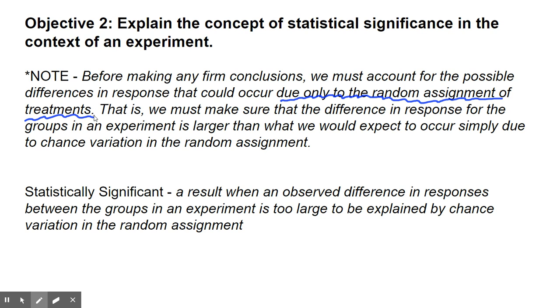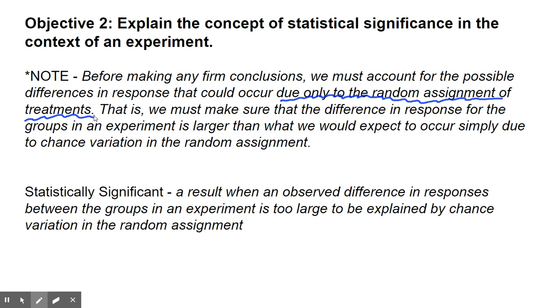So say I have boys and girls, right? I give each boy a number, each girl a number, and I randomly assign them. It could happen that one group gets all the boys and one group gets all the girls. It could happen. Is it likely? Not likely that every boy would be in one group and every girl would be in another group, but it's not impossible. So in that case, that could be an issue due to the random assignment of treatments.